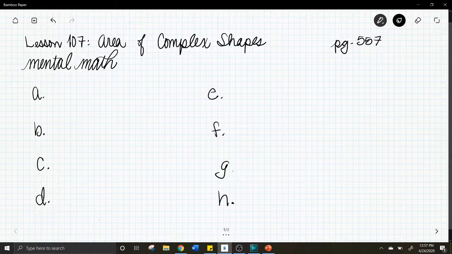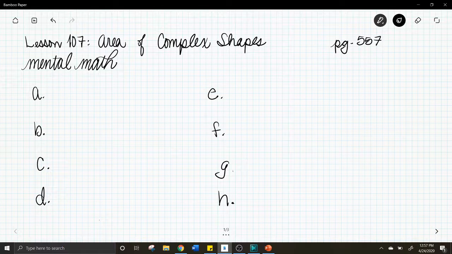All right, welcome to lesson 107, area of complex shapes. This will be a quick and simple lesson, so I hope you're ready for it. But as always, we're going to start with our mental math, so make sure you're with me on page 557. Let's just jump right in and remember to pause if you ever need extra time.